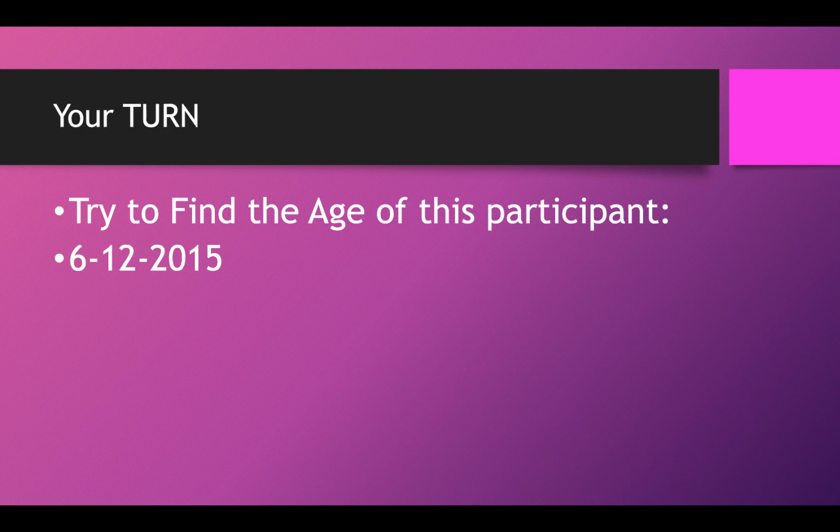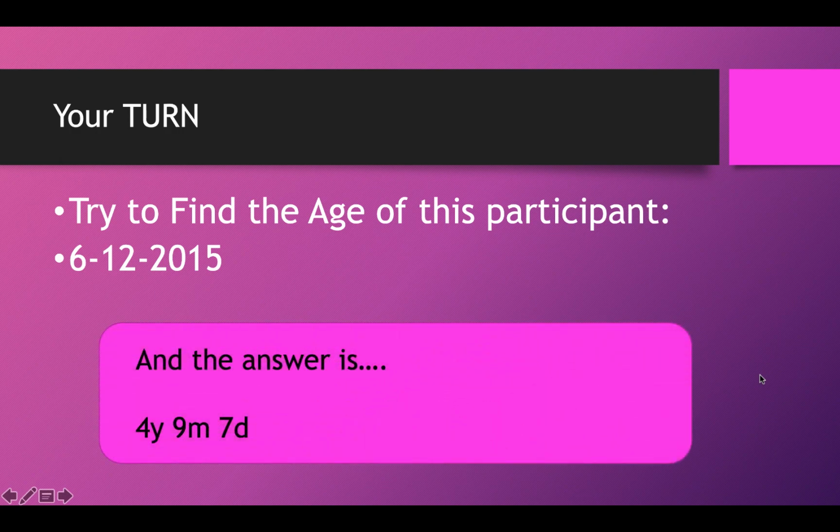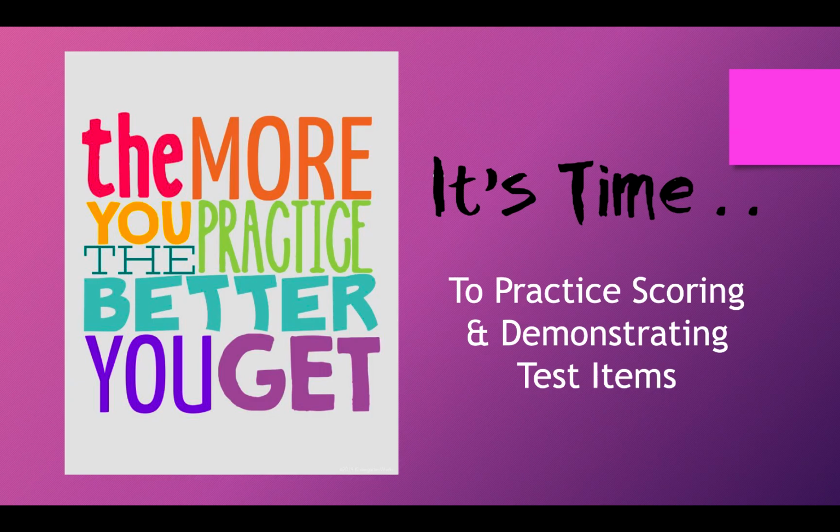All right, you completed your equation. Let's see if you got the right answer. And the answer is the individual is 4 years, 9 months, and 7 days. If you didn't, go ahead and correct your math. Look at your math, and if needed, rewind the video and rewatch how I borrowed a year or months to be able to complete the equation.